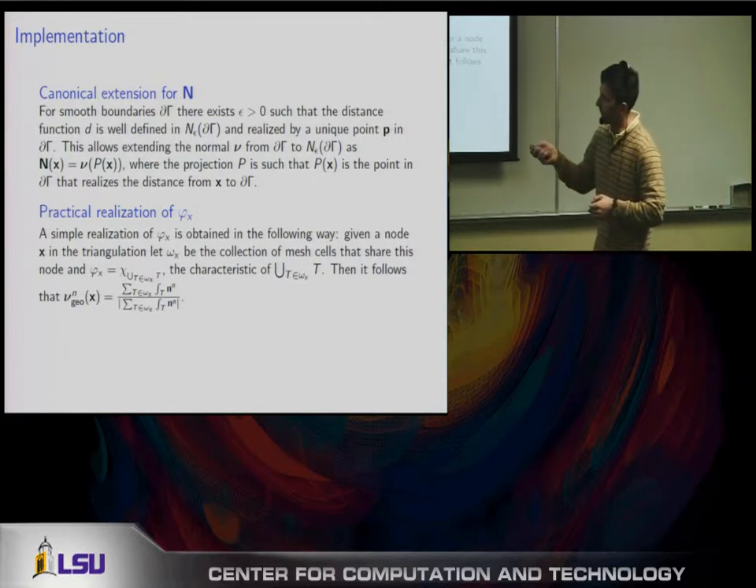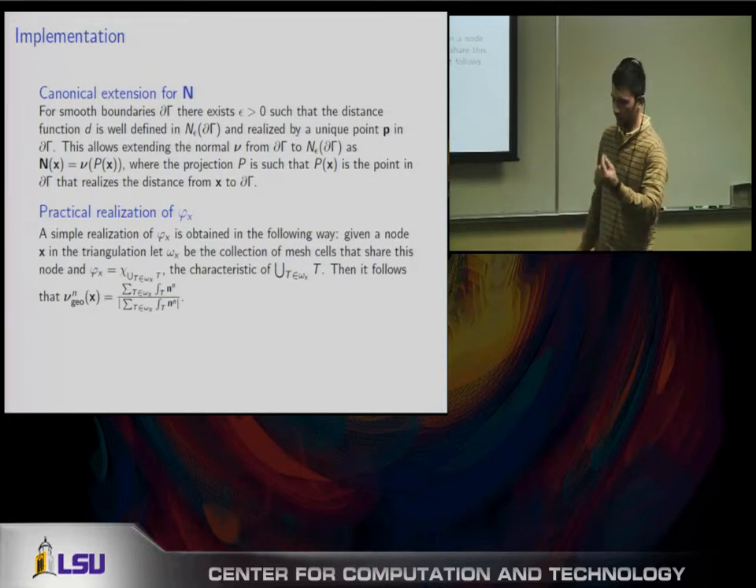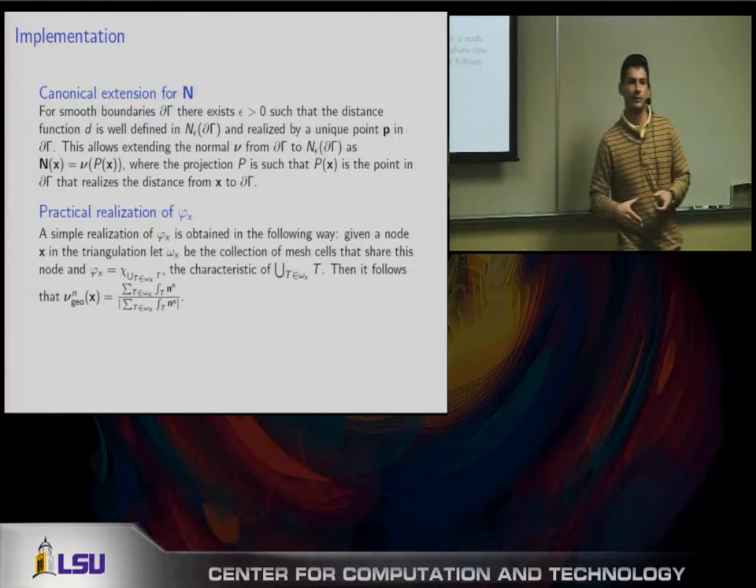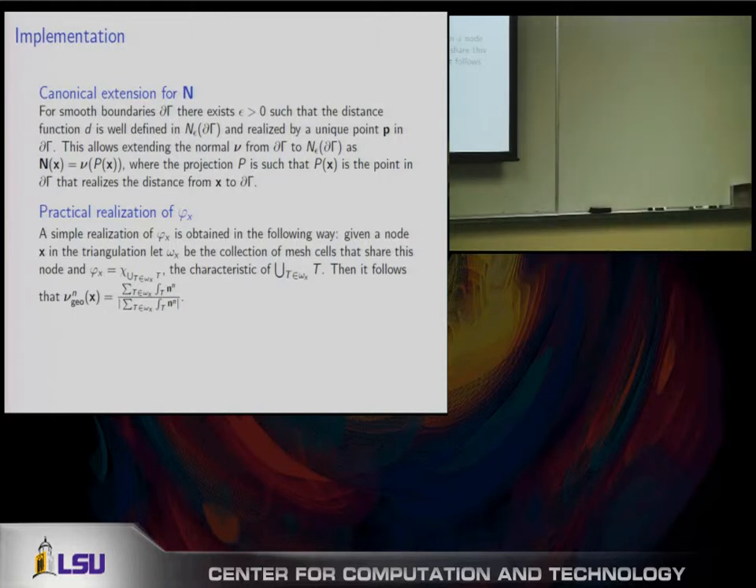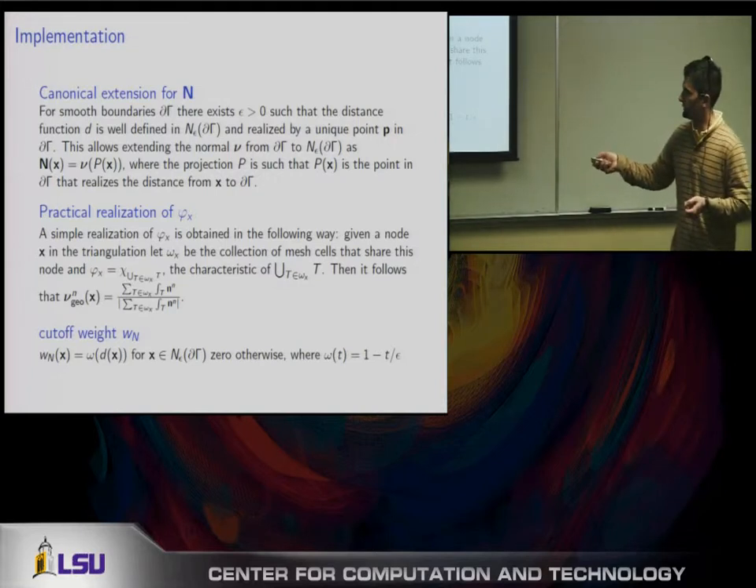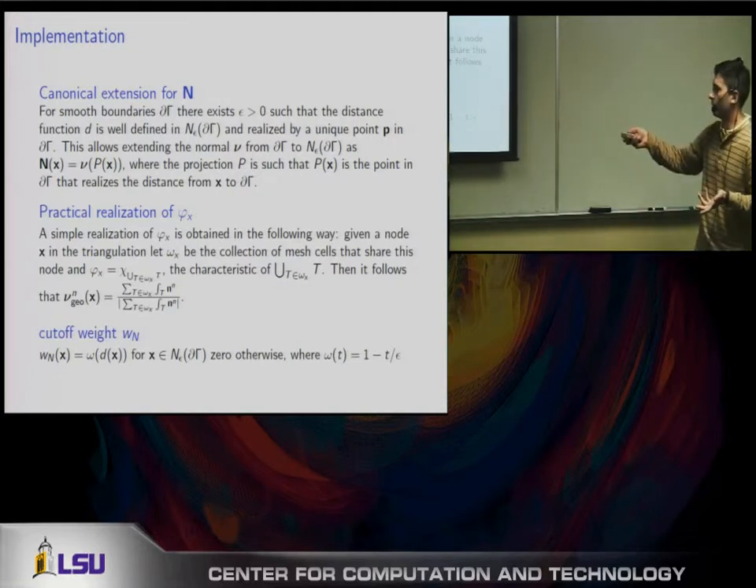And for phi x, I will take a phi such that the average becomes an average on a star. So I have a node. I collect all the elements that share this node, which is the star of the node. And then I take the average of the piecewise constant normal on this star, and that is assigned to the node. And then you extend this to a function in the finite element space in a unique way. So this is the cutoff weight function that I use. It's explicitly what I use, but some other weights can also be used.